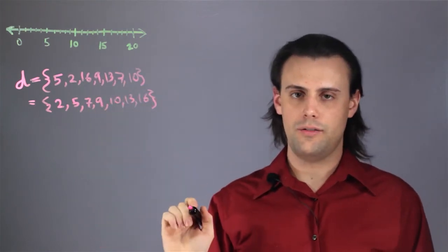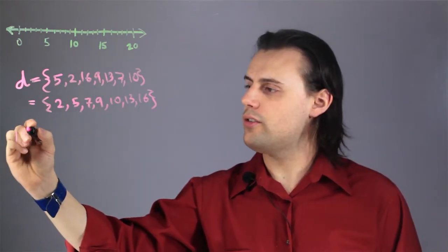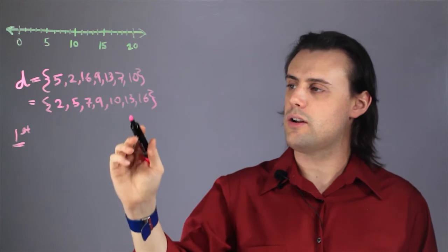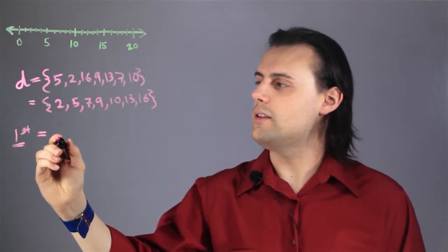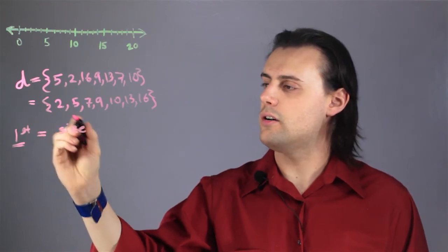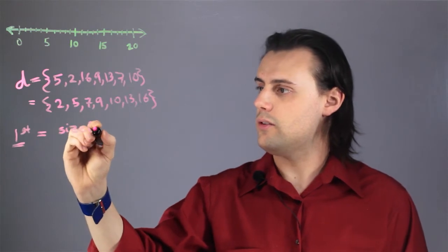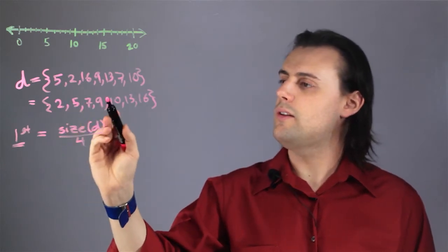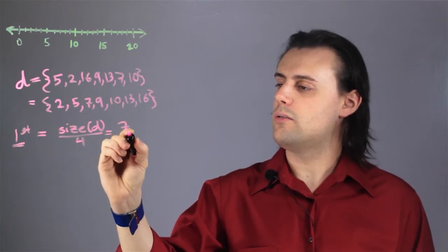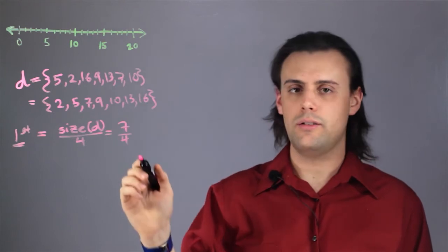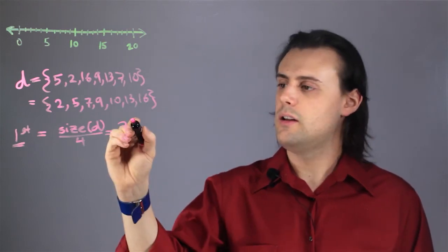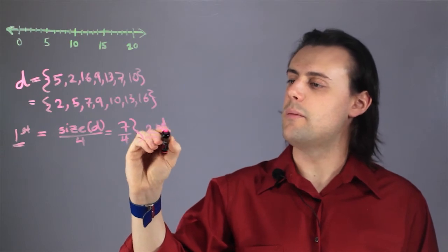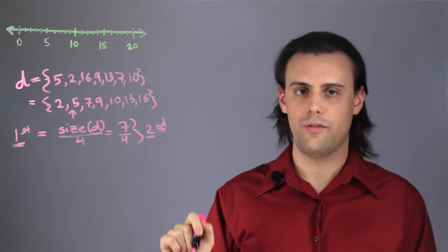Next, we have to identify the different quartiles. There's the first quartile, which is the number such that 75% of the other numbers are higher than that. We can define this as the size of our set of numbers, size of D, divided by 4. We have 1, 2, 3, 4, 5, 6, 7 numbers here, so we have 7 divided by 4. If we round this to the next highest integer, we'll get 2. This means that the second number in our set, 5, is going to be our first quartile.